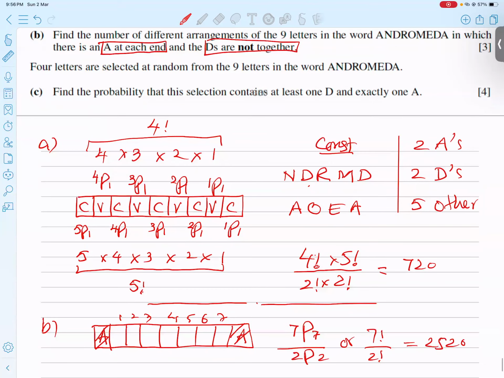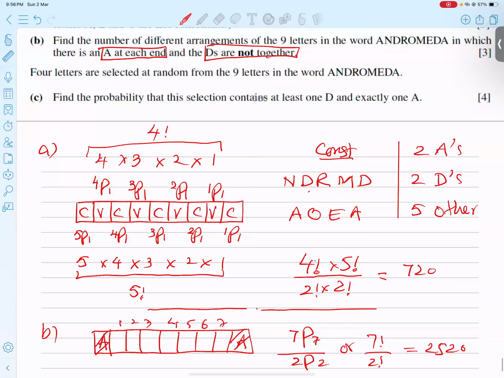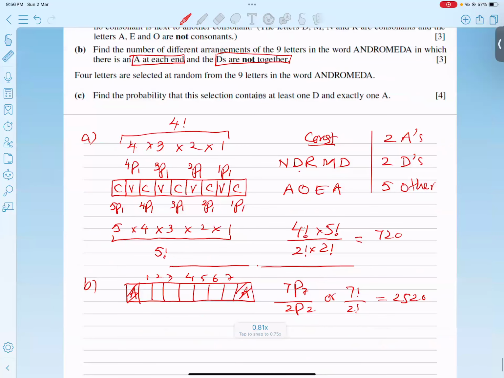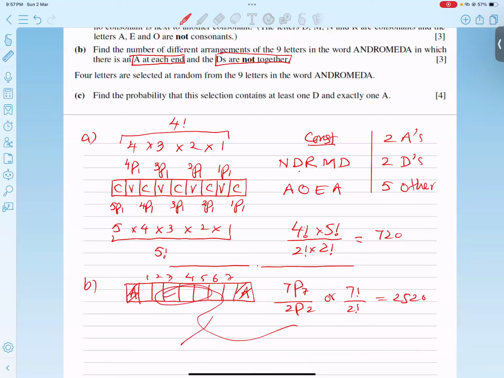He talked about the situation where A comes on each end, but the D's are not together. And I did not discuss the D's. It means these are options when D's are together and when D's are not together. I repeat my words: 2520 is the answer when A comes at both corners. But what about the D's? D can be together or D cannot be together. So now what is my planning? Now I want to find out when D is together.